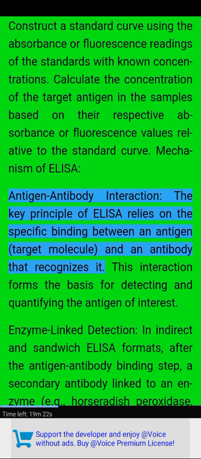Antigen-antibody interaction. The key principle of ELISA relies on the specific binding between an antigen target molecule and an antibody that recognizes it. This interaction forms the basis for detecting and quantifying the antigen of interest.